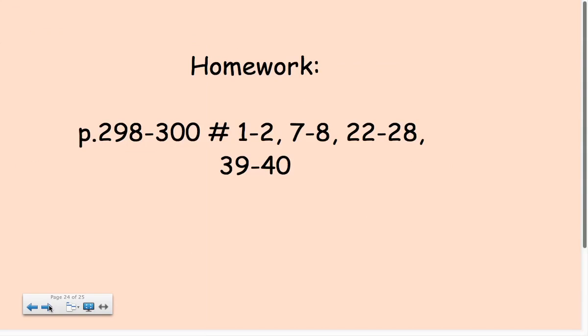Summary. The homework for this lesson is pages 298 through 300, numbers 1 through 2, 7 through 8, 22 through 28, and 39 through 40.